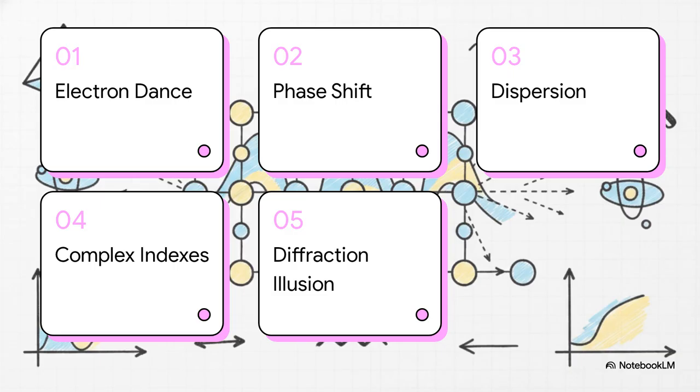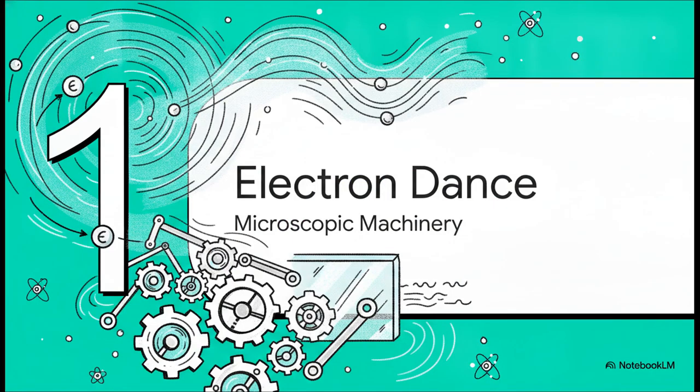So here is our roadmap for today. We'll logically build this complex idea step by step from first principles. We'll start with the microscopic electron dance, see how that creates a phase shift, explore dispersion and bending colors, look at complex indexes and absorption, and finally unmask the diffraction illusion. Section 1. The microscopic electron dance.